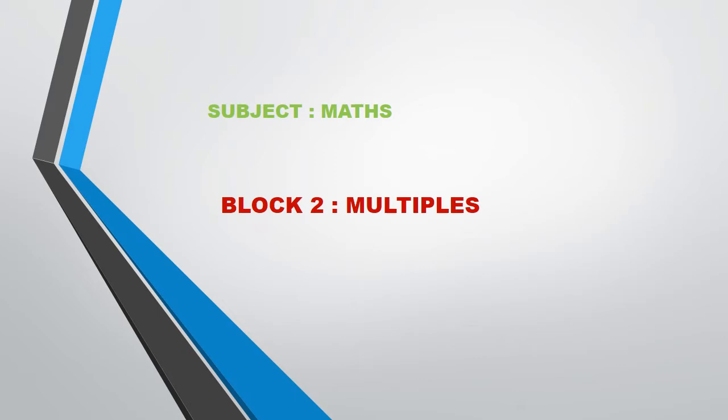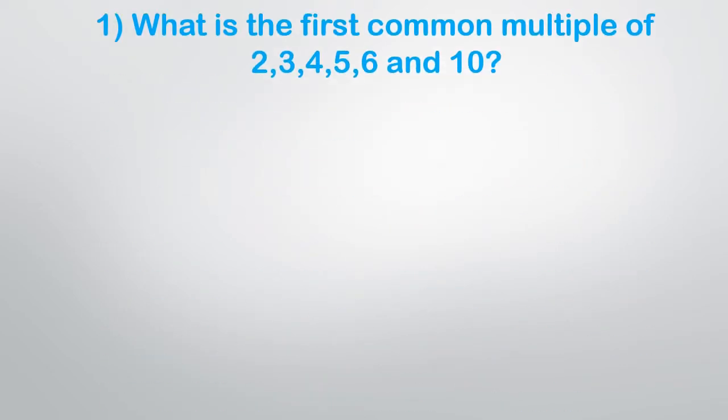In our last class itself we have completed till S4 in block 2. So in this class we are going to do few sums which are left in block 2, the remaining sums. So the first sum, what is the first common multiple of 2, 3, 4, 5, 6 and 10? So here we have to find out the first common multiple of these numbers.